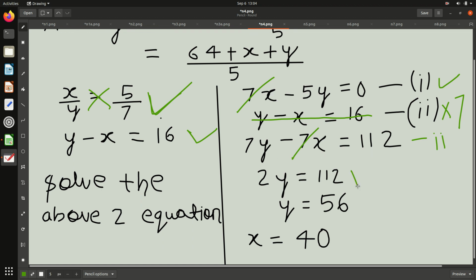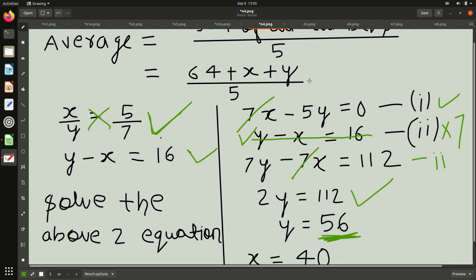After adding the two equations we got another equation with just y, so we directly get the value of y, which is 56. Any method you can use to solve these two equations. Once we get the value of y, put it in any equation and you will get the value of x. Let us say I put the value of y, 56, here. So x will be 56 minus 16, which is 40. So we got both the value of y and the value of x. Put them here and we will get the answer.